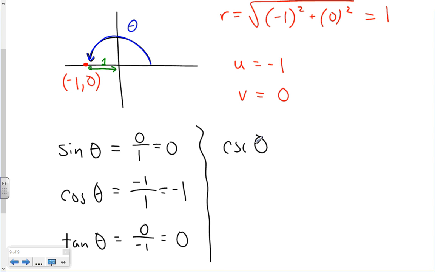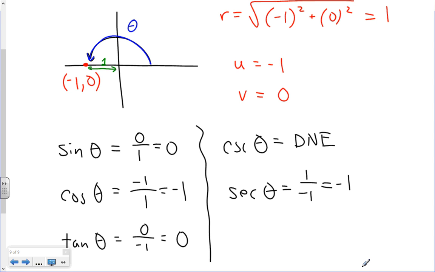Cosecant of theta is the reciprocal of sine, which means that we're going to get 1 over 0. This does not exist. This is undefined, because you'd have 1 divided by 0. What about the reciprocal of cosine? That's secant of theta. And so that would be 1 over a negative 1, and that turns out to be the same thing, negative 1.